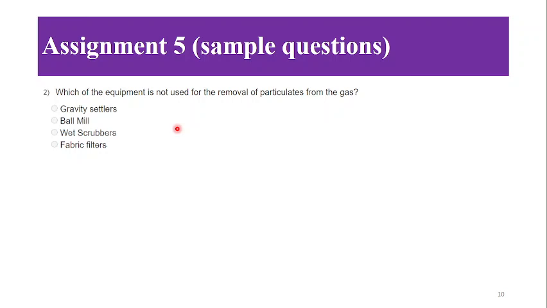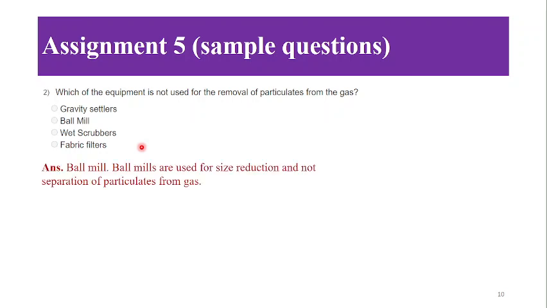Can anybody give me the answer for this as well? Ball mill. Yes, correct. You are right. Because ball mill is used generally for size reduction of the solids. So the other three we have already discussed that it can be used. Gravity settlers use gravity. Wet scrubbers can remove particulate matter as well as gas components. And fabric filters are also used for the removal of particulate matter. So yes, ball mill here is the correct option.